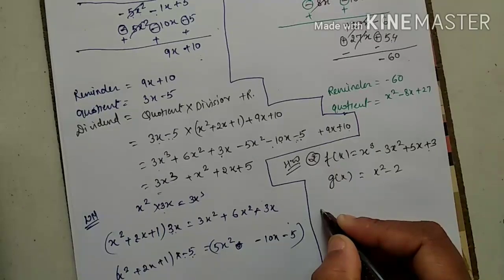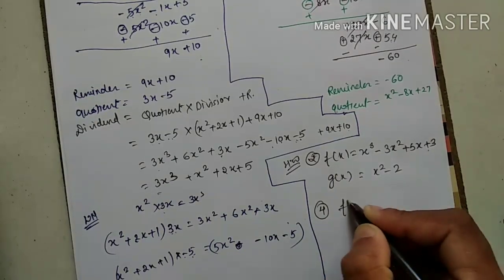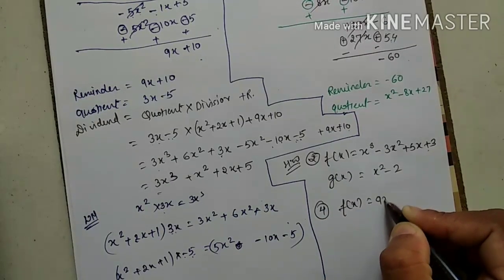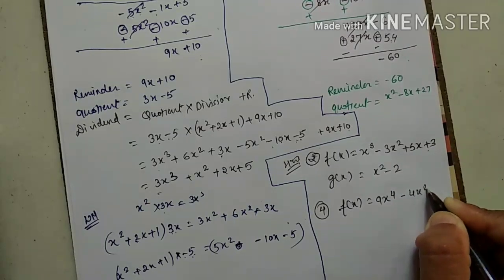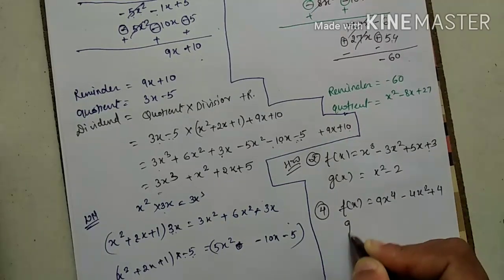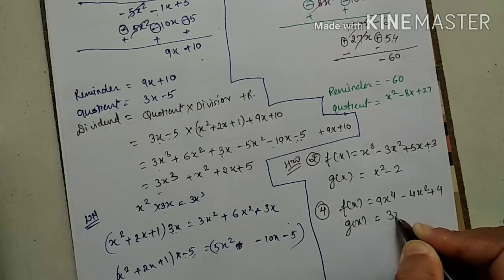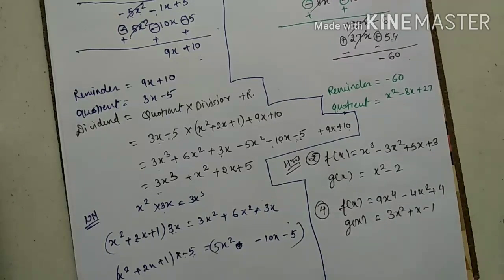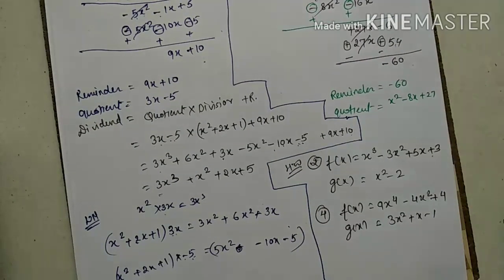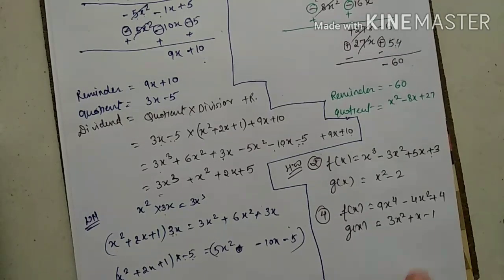One more question I am giving you as a homework. Try it. Fourth question. f(x) equals to 9x power 4 minus 4x power 2 plus 4. g(x) equals to 3x square plus x minus 1. So try it. You will get your answer and I will give you the solution of these questions.